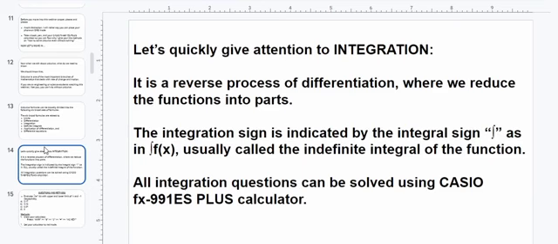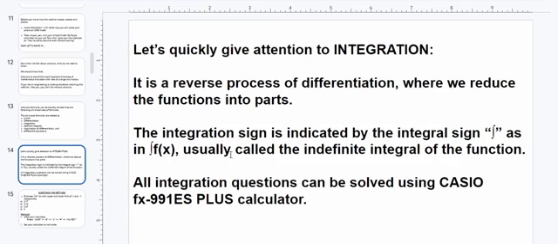Now let's quickly give attention to integration. Why are we giving attention to integration? I believe when you know integration, you're going to know limits and differentiation, because it's like the last part of calculus. Integration is the reverse process of differentiation, where we reduce the function into parts. The integral sign is usually called the indefinite integral, or summation of f of x.